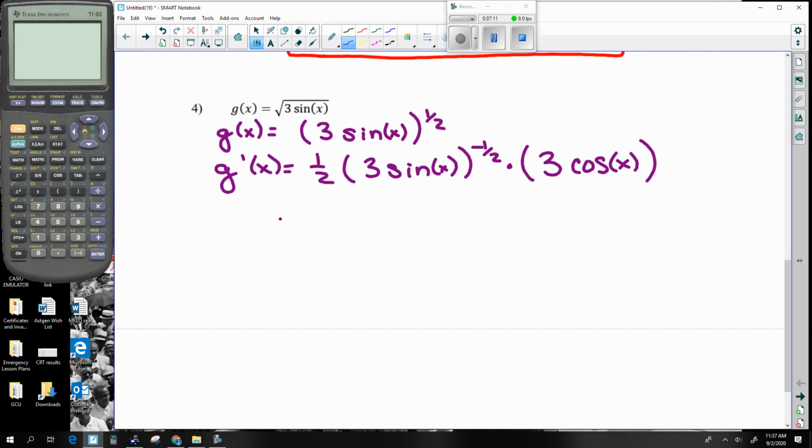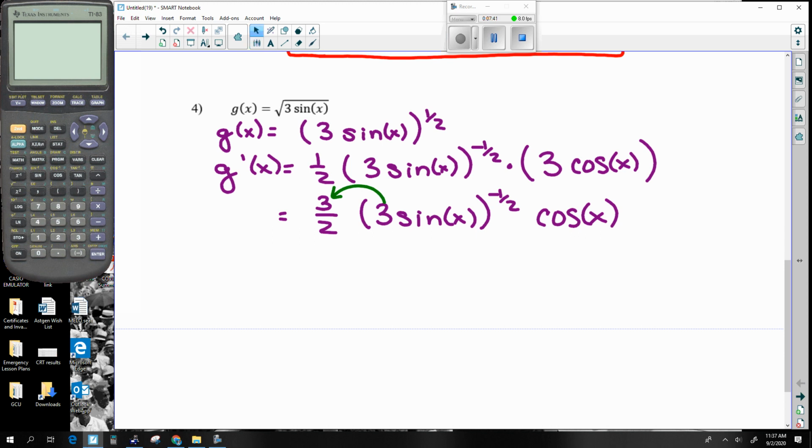So putting the numbers up front, this is going to be a 3/2, and then I have a 3 sine x to the negative 1/2, and a cosine x. Okay, I can't multiply out this 3 right here because it's going to be part inside of a square root on the denominator, so it's not a 3 as it looks. So I can't just simplify that portion of it.